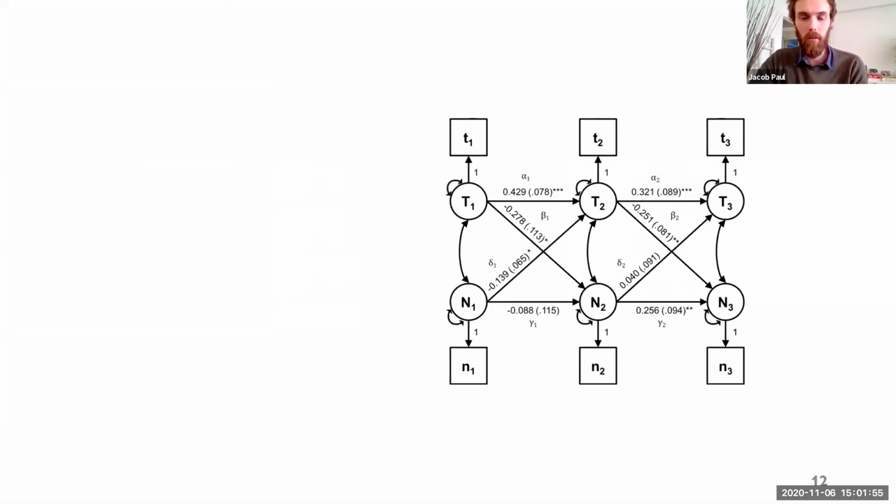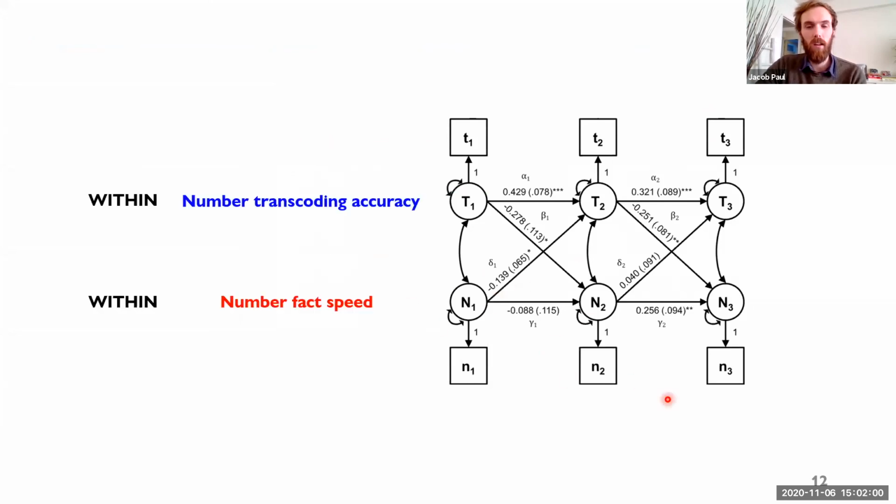To quickly step you through the model, here's our cross-lag approach we saw before. So here we're only talking about the within child level. What we can see is that this is the prediction of the same task predicting itself over time. This is the prediction of the tasks across lagged. So how much does your transcoding performance at the second time point, how much of that can be explained by your number fact speed at the first time point, and so on.